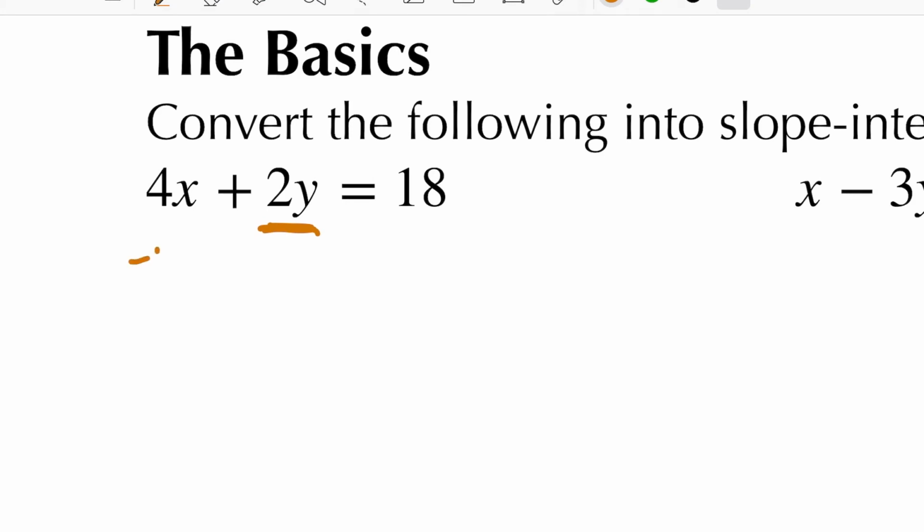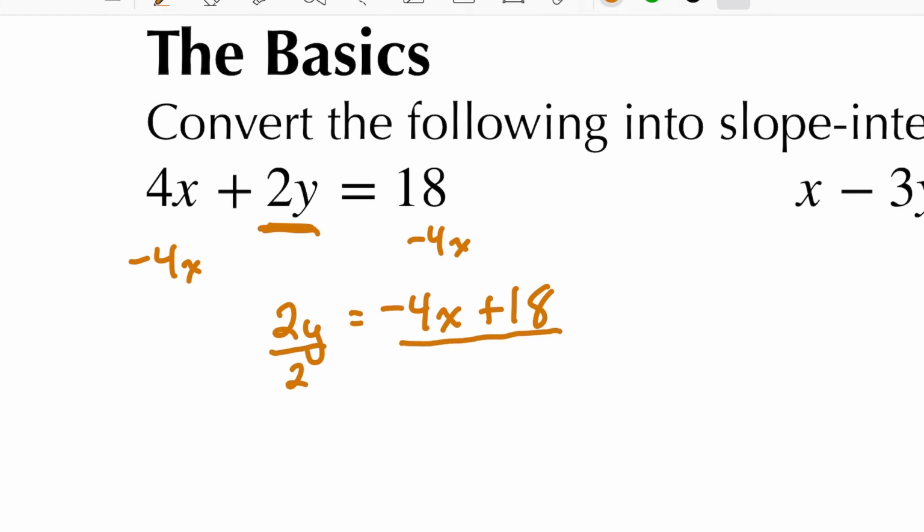So first thing we're going to do is take away 4x from both sides. So we're going to get 2y is equal to subtract 4x plus 18. I just put my negative 4x first. Okay, now this is looking more like y equals mx plus b. Then we divide both sides by 2.